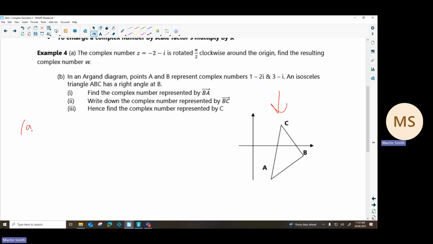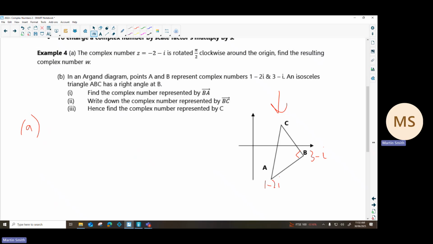We're told in our Argand diagram, A is the complex number 1 minus 2i. So this is my complex number A, 1 minus 2i. B is the complex number 3 minus i. And we are told that there is an isosceles triangle ABC with a right angle at B, so that's a right angle. And you can also see that it's going round in a kind of clockwise direction.